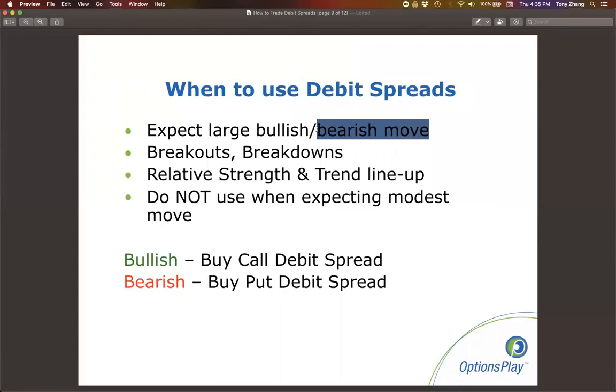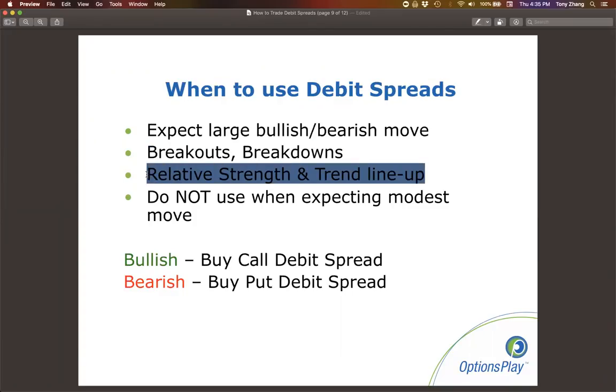Number one, it's only used if you expect a large bullish or bearish move on an underlying stock. So this is really useful if you've identified a breakout or breakdown. If a stock is starting to break out and you think it's going to continue moving higher, or vice versa, if it's starting to break below some support levels and you're concerned that this stock may start falling apart, these types of breakdowns are the types of trades that you want to look for on a debit spread.